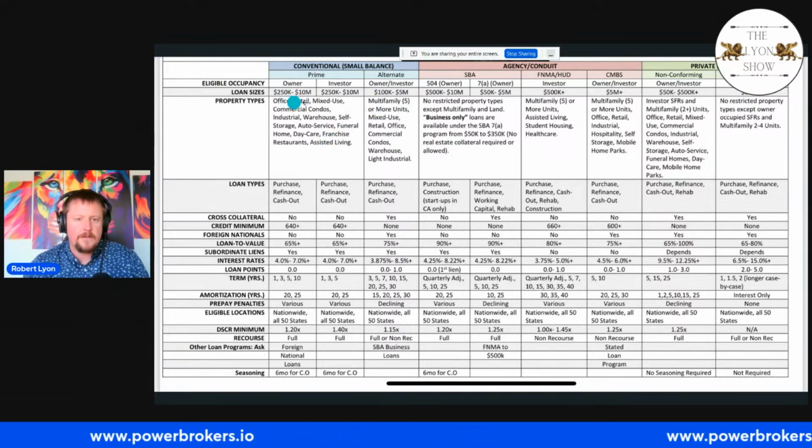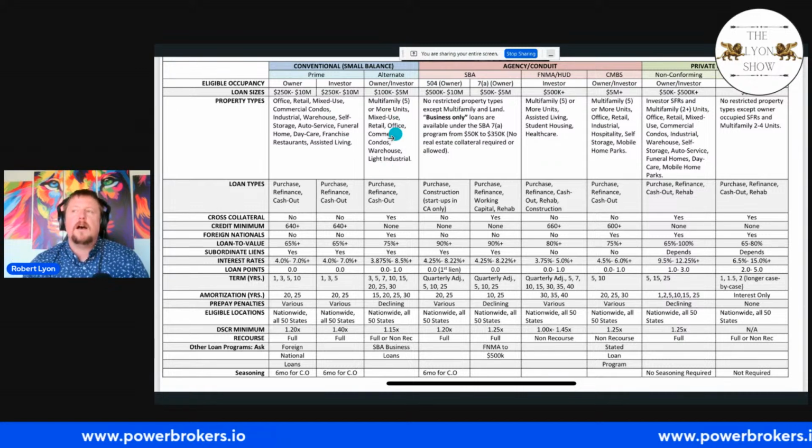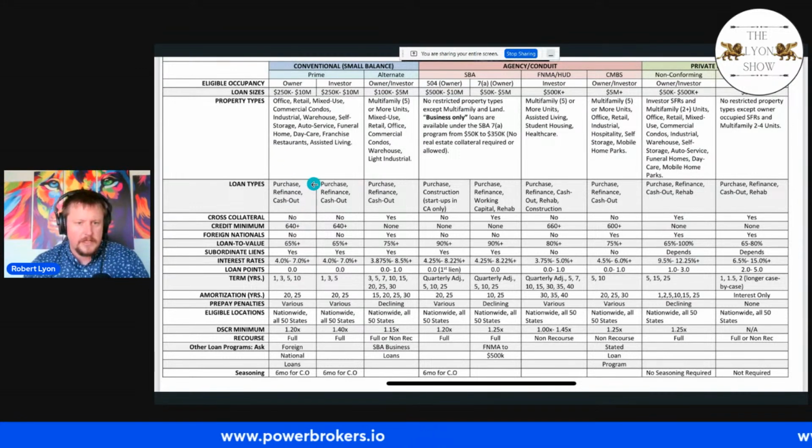Types of property: offices, retail, commercial, condos, industries, so on and so forth. Something that's a little bit bigger, multifamilies. These are going to be like your commercial loans and stuff for 10K up to 5 million. This is what you're going to want to get. You're going to want to look at the purchase. You're going to look at what the refinance or the cash out is going to be.